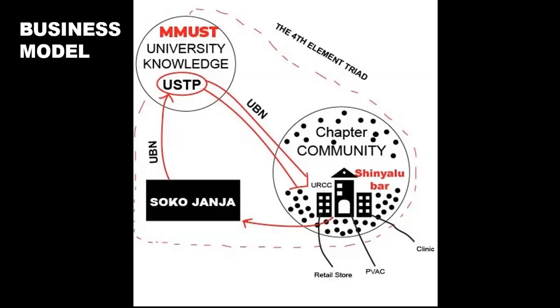We'll use Ubricoin to channel knowledge from the university to add value to products, which are then displayed in the retail store and Soko Janja. When a sale is made, a small amount of the proceeds is put in an escrow, which is a pooled contract to operate as health insurance. The rest of the proceeds go back to the university and the chapter members.